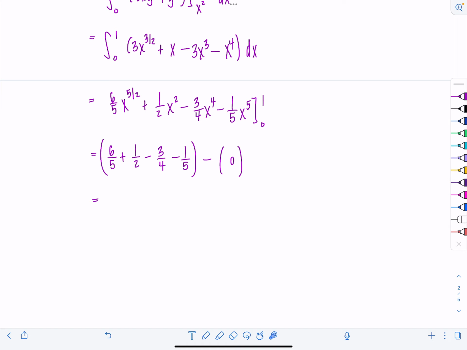And what do we get from here? Resist the urge to grab your calculator. Have some self-respect. So this is 6/5 minus 1/5. Come on, guys, that's 1. And then 1 plus 1/2, that's 3 halves. 3 halves minus 3/4 is just 3/4. Look at that. We don't even need a calculator.